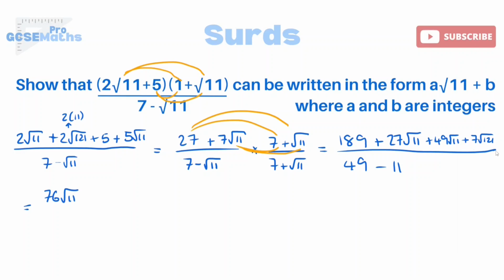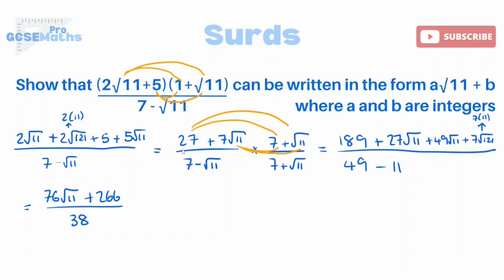And then you can see the last bit, we've got this 121 again. We square root that, we get 11. So 7 times 11 is 77. So we've got 77 plus 189, which is 266. Over 49 minus 11 is 38. But again, you can see we've still got a fraction, and our answer that they've given isn't even in the form of a fraction. It's implying that this should fully simplify.